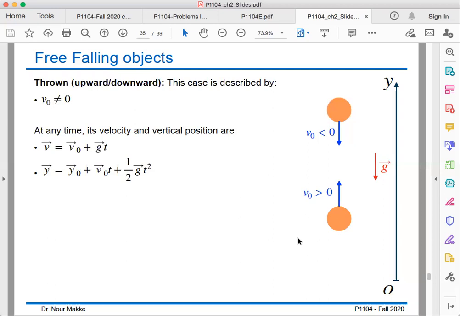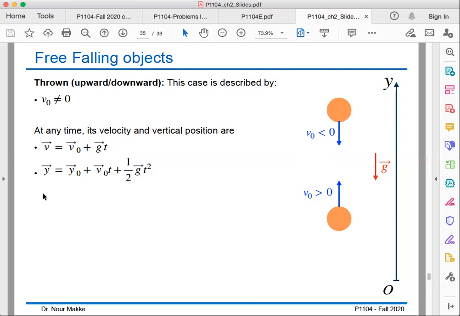In this case, v0 is different than 0, and you have to take this into account. Here I replaced the variables with vectors, because it makes a difference when v0 is pointing upward. In this case, it's a positive number because its projection on the y-axis is positive. And if it is thrown downward, then v0 is pointing in the opposite direction with respect to the y-axis, and that means that v0 is negative. So this is why we have the vectors in the two equations in here.